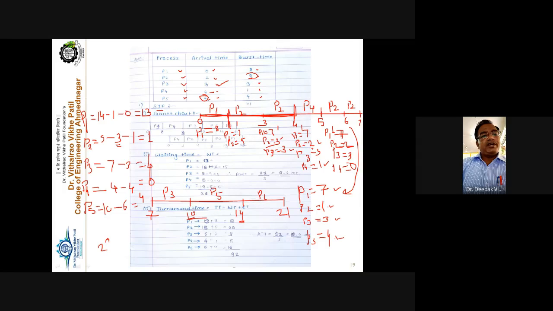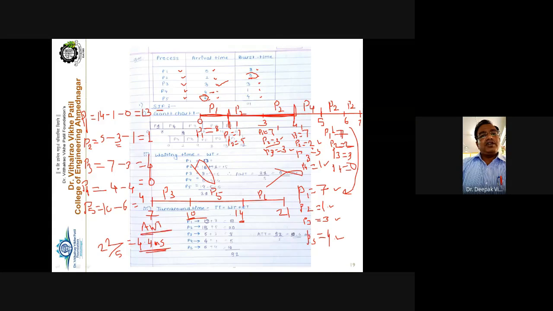Right, 22 divided by how many processes? 5. So 4.4 is the average waiting time. Here the answer is wrong, I don't see the answer here, so the calculations are wrong here. So 4.4 milliseconds is nothing but the average waiting time for the process, right?